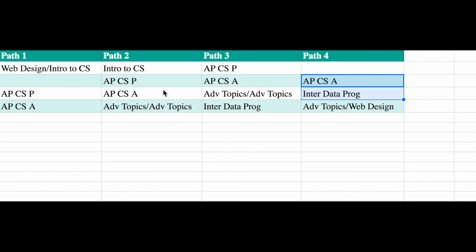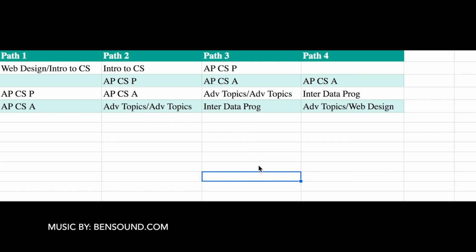So another typical path is to start off with Intro to Computer Science, a semester-long course, go to Principles A, and then Advanced Topics. That's what we've been seeing a lot of recently. For those that want to go a little more, a little faster, a little more advanced, you can take Principles at the get-go in your freshman year and skip the Intro to Computer Science, and then go on to AP CSA, 2 semesters of Advanced Topics, and then the Intermediate Data Programming. So these are just some example paths that you can take depending on how much computer science you are willing to go after.